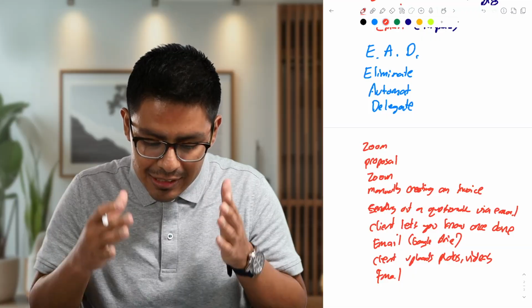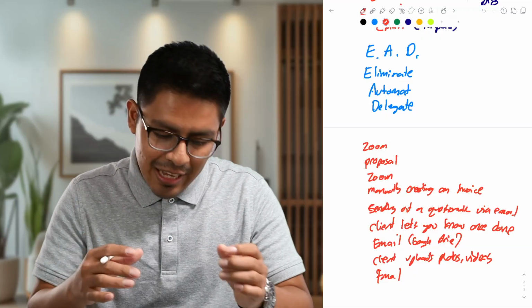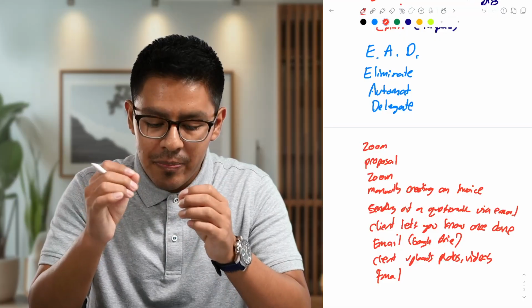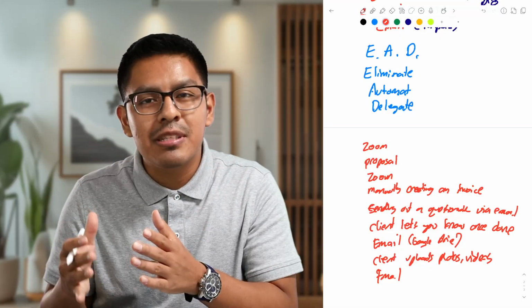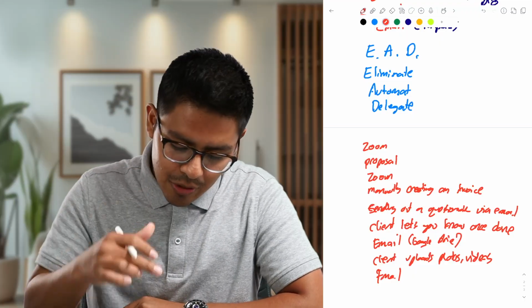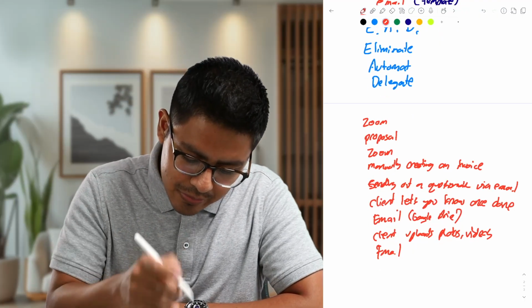If you could eliminate steps on this, do it. If you can't eliminate, find a way to automate it with some sort of software. And if you can't automate it, and if you're in a position to do so, see if you could delegate it to someone else. So with this example, I'm going to go through it.